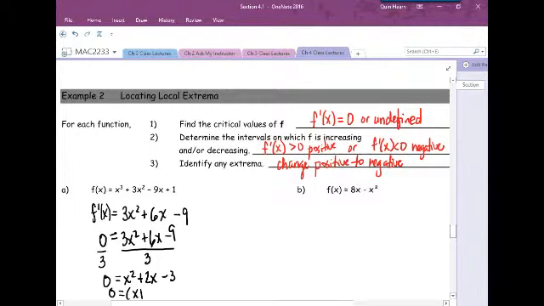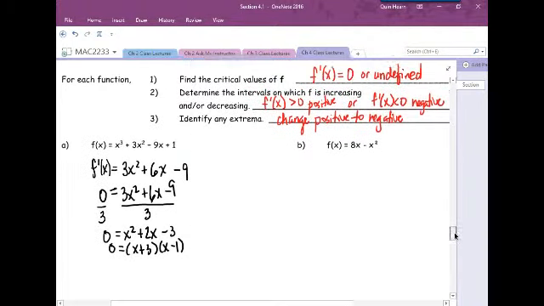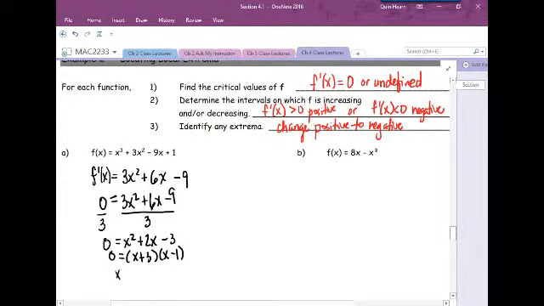And that factors, does it factor? Let's see. Oh, that was a minus 3. Now it'll factor easily. So 0 equals x plus 3 times x minus 1, right? 3 times negative 1 is negative 3. 3 plus negative 1 is 2.